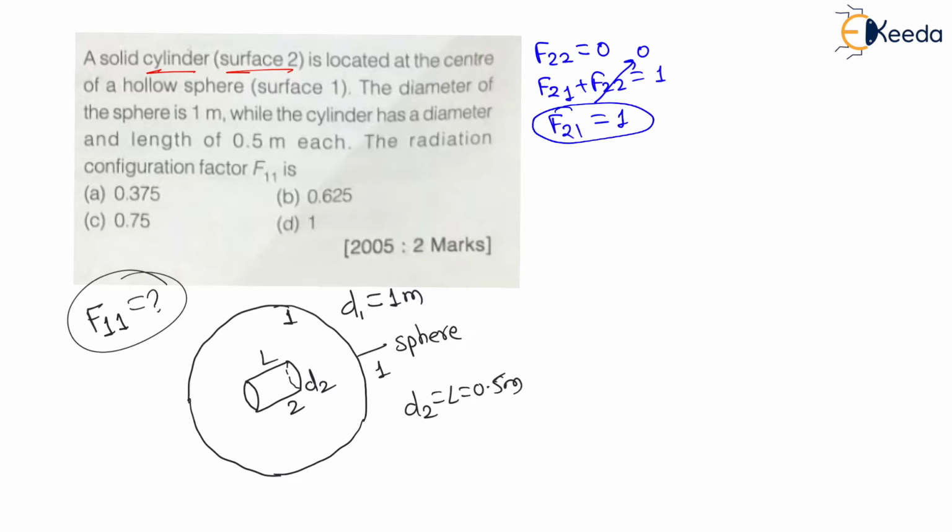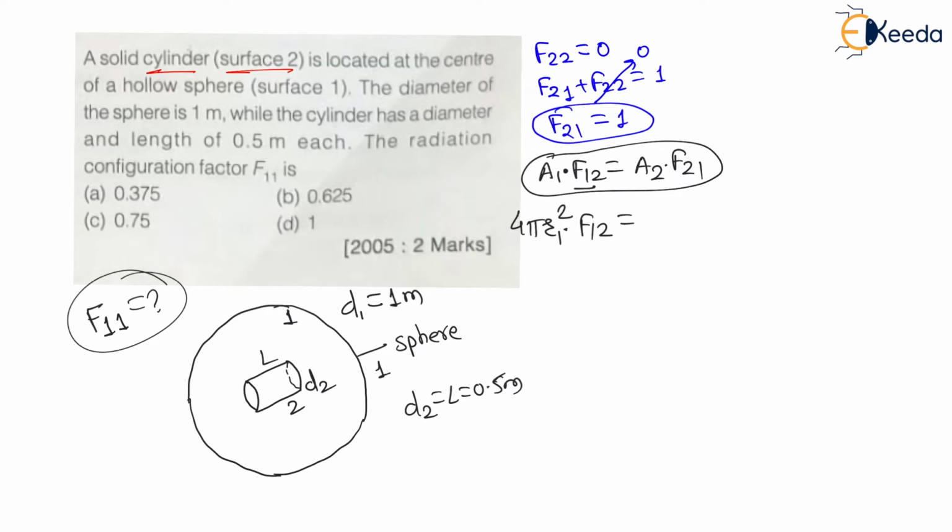Now again, my dear students, we have the reciprocal theorem. As per the reciprocal theorem, area 1 into F12 is equal to area 2 into F21. This is called the reciprocal theorem. Now area 1 is spherical, so the surface area of the sphere we have to consider for area 1. Therefore, area 1 is 4 pi r1 square, the area of a sphere, into F12, which is unknown, is equal to area 2. Now area 2 is a cylinder area.